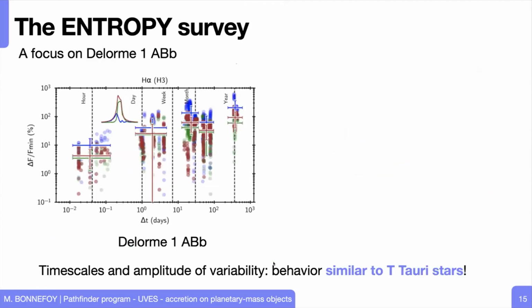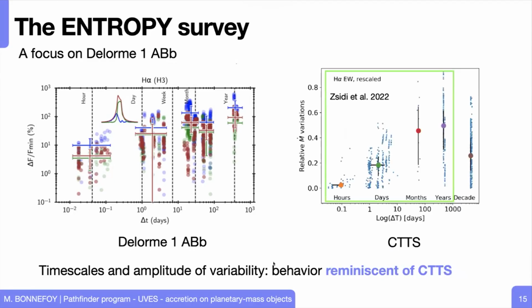Concerning the variability, that's the other diagnostic I was mentioning at the start of my talk. We also try to recreate this diagnostic that has been proposed for T-Tauri stars. And the variability pattern is also reminiscent of the one we're seeing on classical T-Tauri stars, which is another possible indication for magnetospheric accretion.